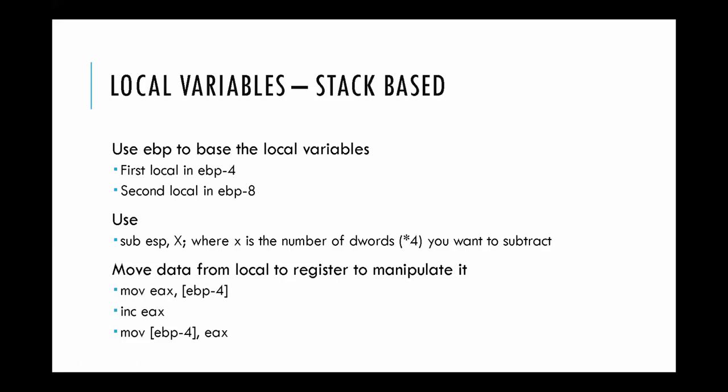So when we have EBP plus, then that can be our arguments. If we have EBP minus, that's going to be our local variables. So when we look at things in IDA, it'll say opposite. So say EBP plus 4, EBP plus 8, or var 4, var 8. What it really means is minus 4, minus 8.